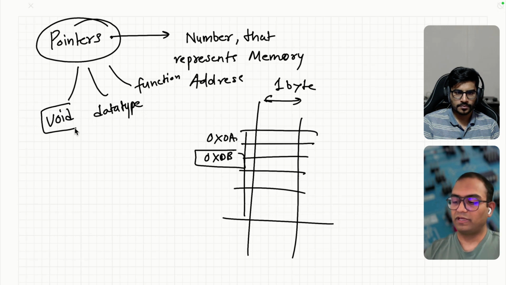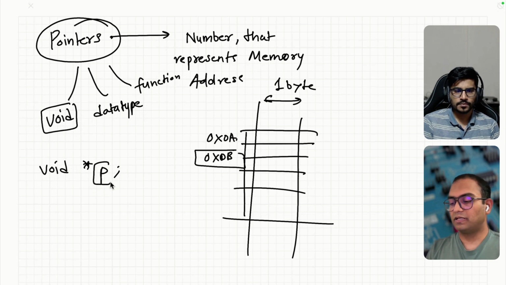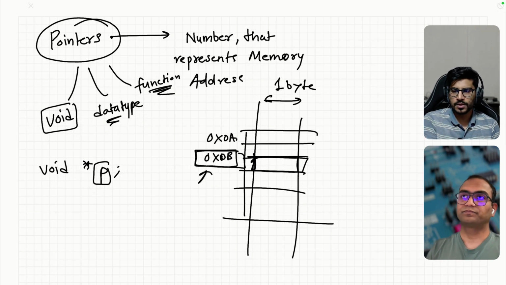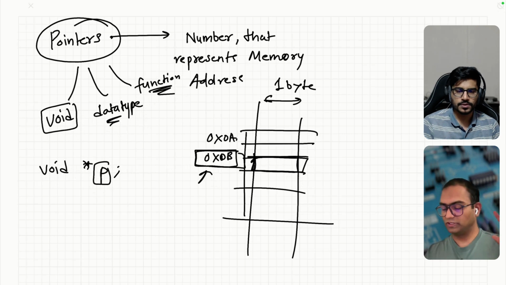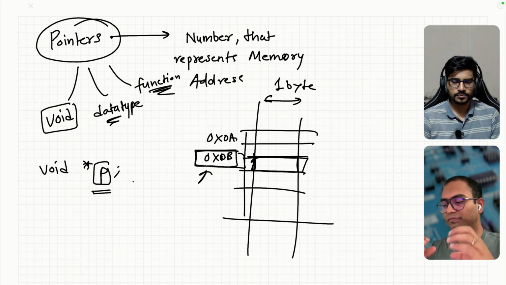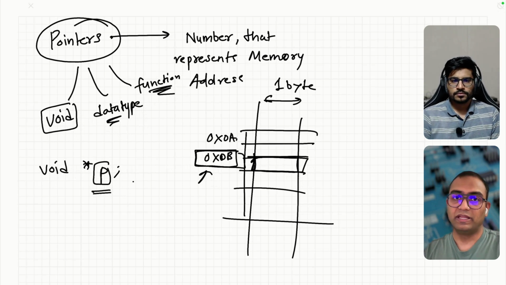Now, whenever we have a void pointer, something like void star p, it simply means p is holding an address, and we do not have information about what data type. Is it a function pointer, is it a data pointer? We do not know. What data resides at that address is not known to us. We do not have any clue about the interpretation of the data. We simply have the number.